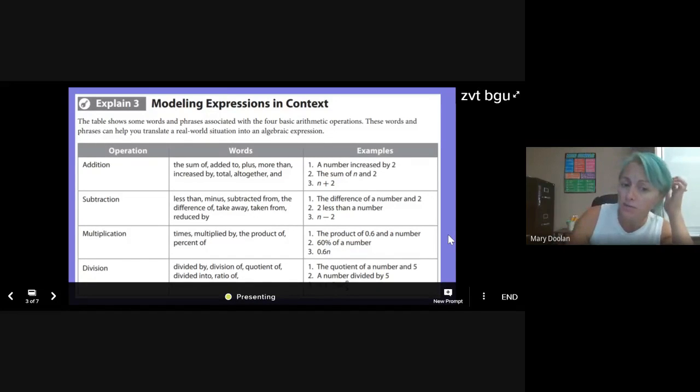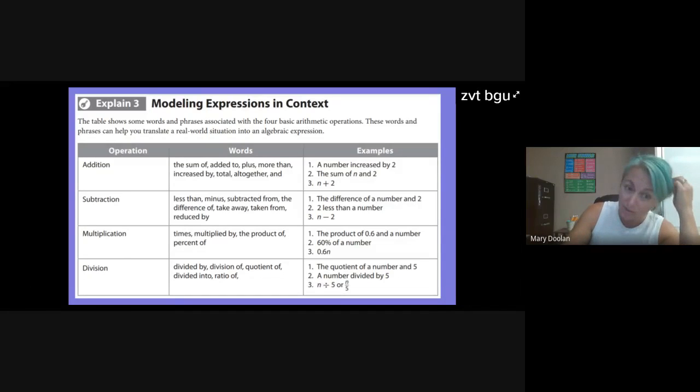And then the last one here, division. You can have divided by, division of, quotient of, divided into, or ratio of. Those all mean division. And division is one of those ones like subtraction where the order is really important. The quotient of a number and 5 means a number divided by 5. So I have to put n, the division sign, and then 5, or n in the numerator, the fraction bar, and then 5. I wouldn't be able to switch their order because I would get something different.